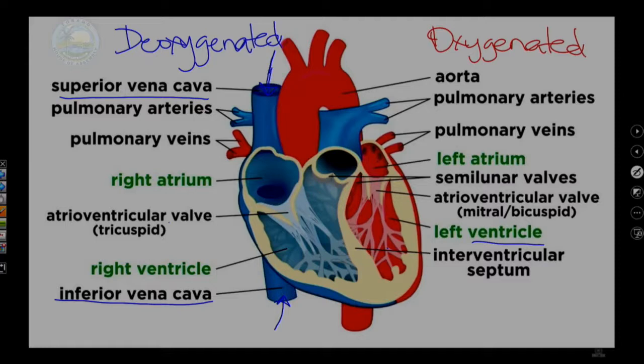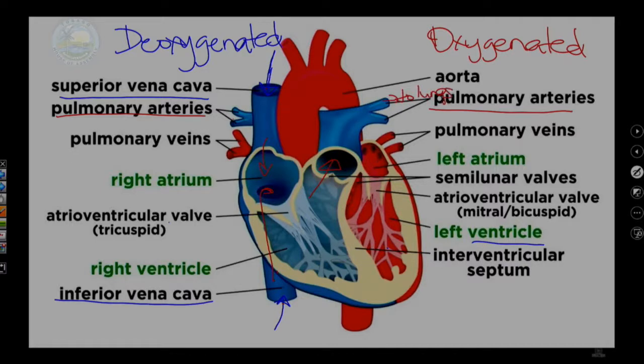So we have coming in from the head through the superior vena cava and from the rest of the body from the inferior vena cava. So these two feed into the right atria first, and we also have leaving the right ventricle the pulmonary arteries. So these arteries, one splits to the right, one splits to the left, these go both to your lungs. So these are going to your lungs.